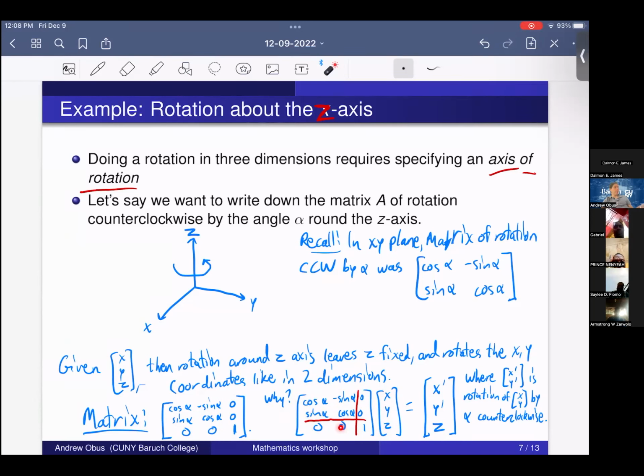Okay, so this is not a full proof or a derivation, but maybe it's a sketch, and it's hopefully a little bit convincing that this is the correct matrix. This is how you're going to rotate things around the z-axis when you're in 3 dimensions. So you just take the 2-dimensional rotation matrix, and then you throw in an extra 1 down here, and then everything else is a 0. Okay, so any questions on this?